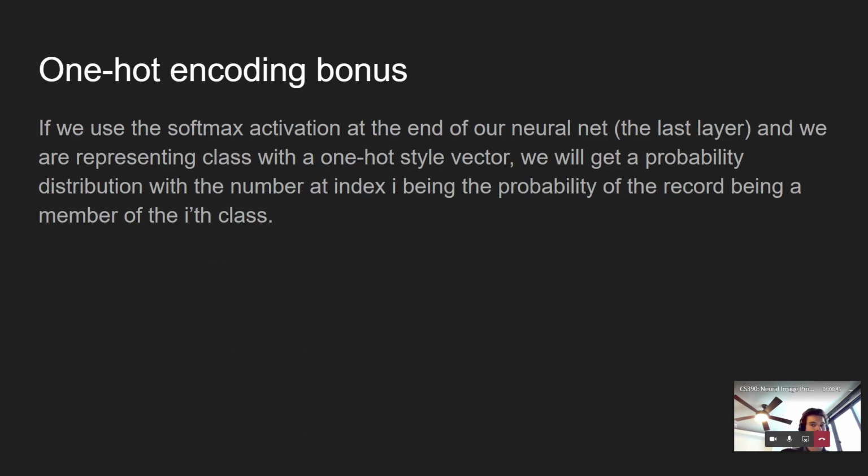Also, fun fact, we talked about this a little bit already: if we use our softmax activation and we are representing the class with a one-hot style vector, so our class label, instead of being a 7 for the 7th class, would be a one-hot vector representing a 7, we can get our probability distribution with the number at index i being the probability of the record being that class, and then we can do a comparison really easily between the two. It allows us to work with this one-hot encoding a lot better when we have softmax.